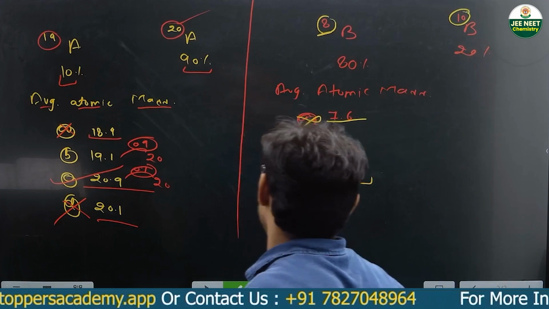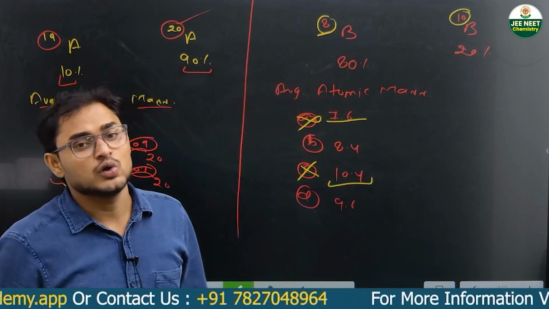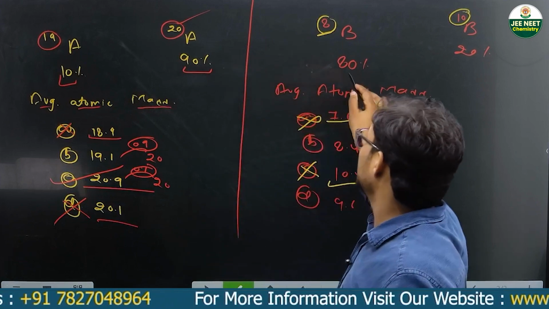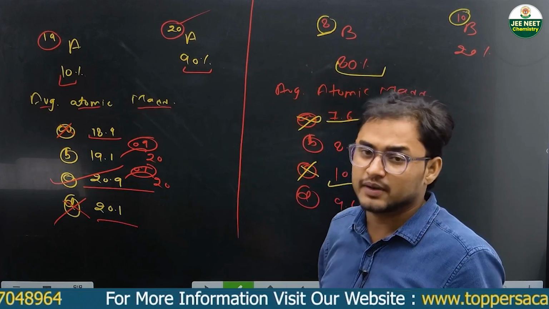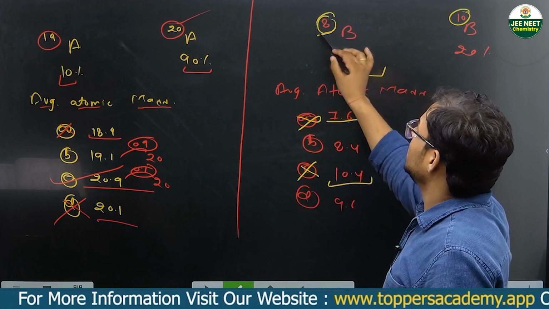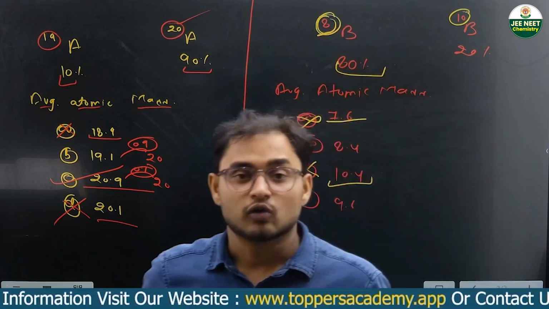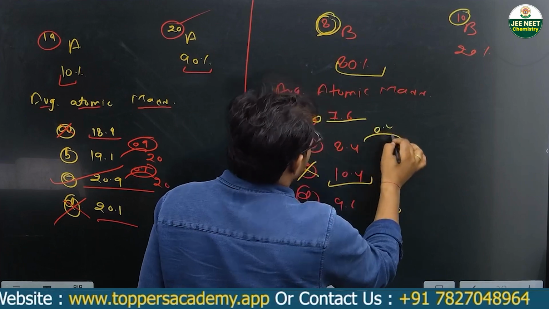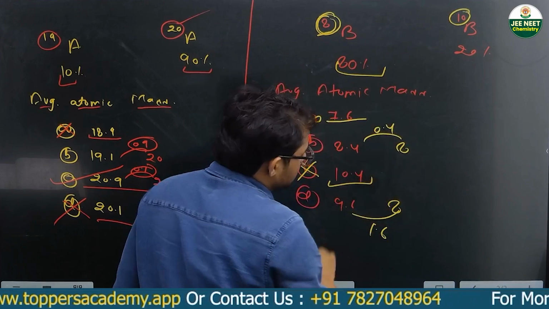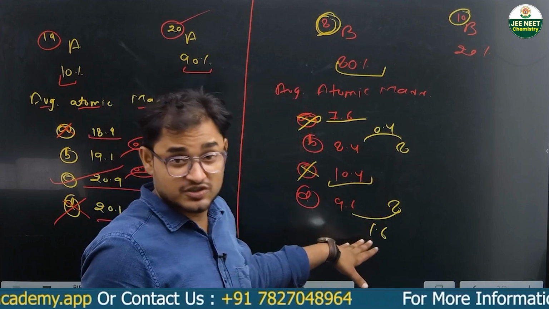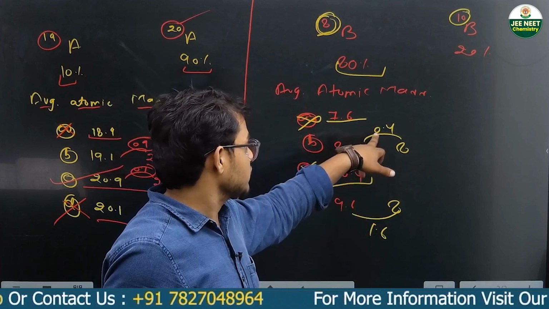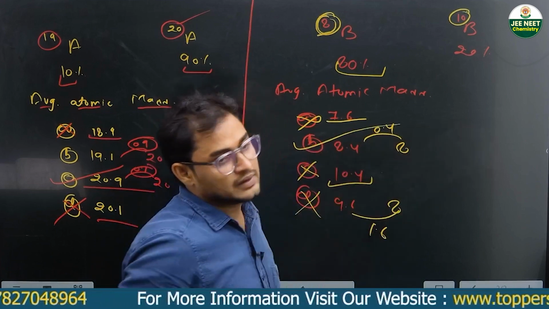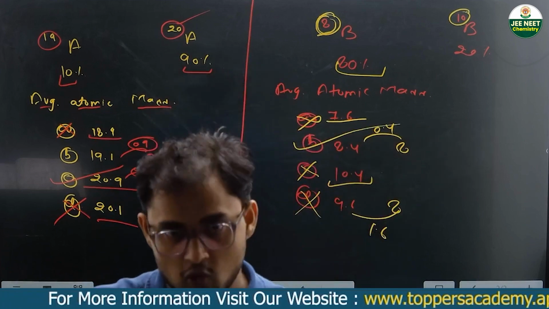Now listen, my dear friends, the answer will be close to the atomic mass of the isotope which has the higher abundance. It has 80% abundance, so the average atomic mass will be close to 8. So it is 8, and 8.4 has a difference of only 0.4, while 9.6 has a difference of 1.6, so 8.4 is very close. That means B option is the right option. Is it clear? I hope so.